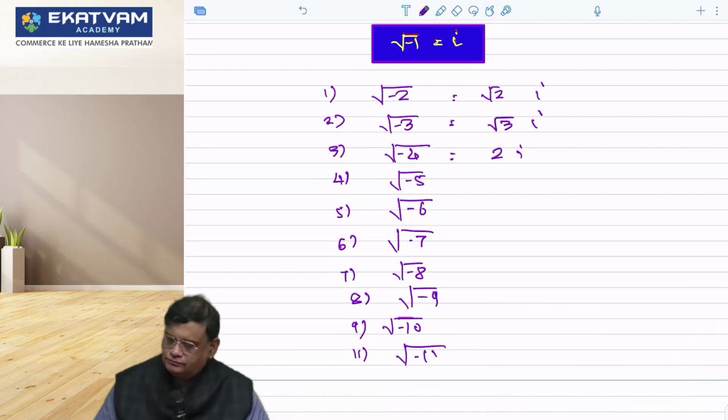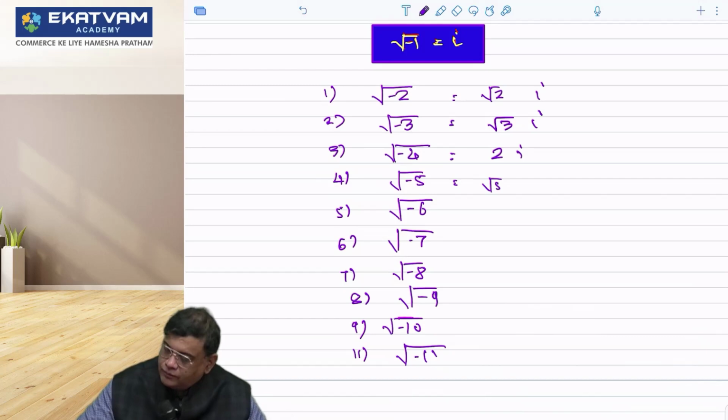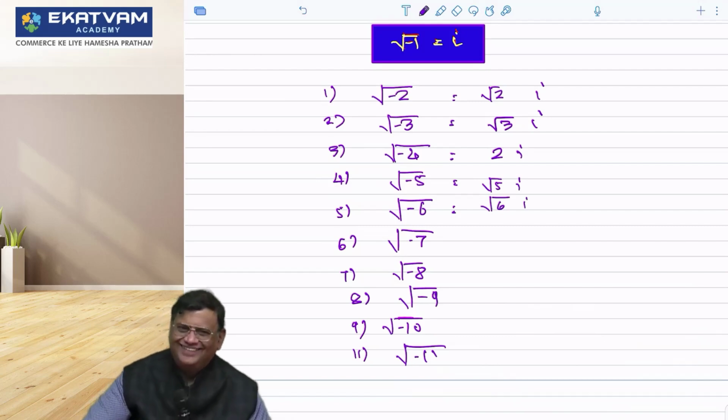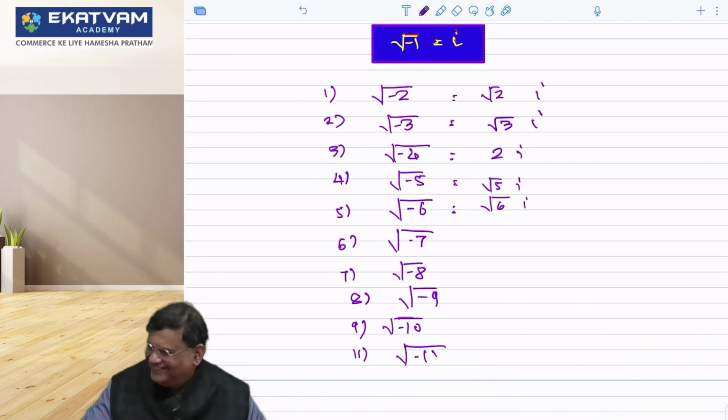Finish. What is root of minus 5? Does this need any brains? Even girls can do this. Any objection? Any objection? Then if you have an objection, you can fight with me.